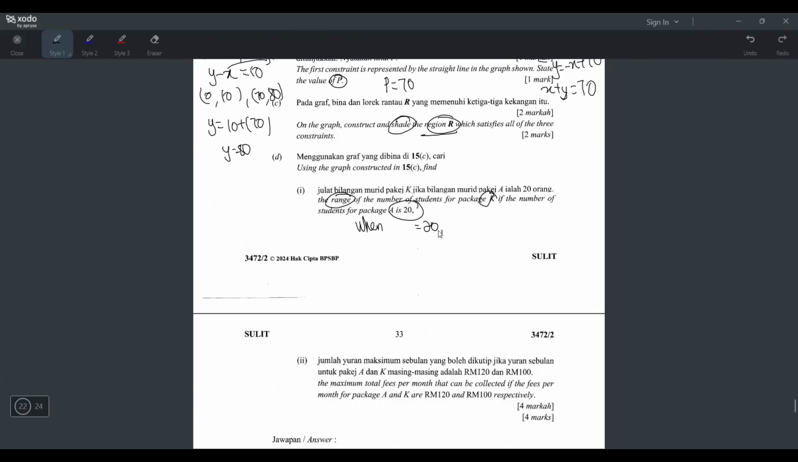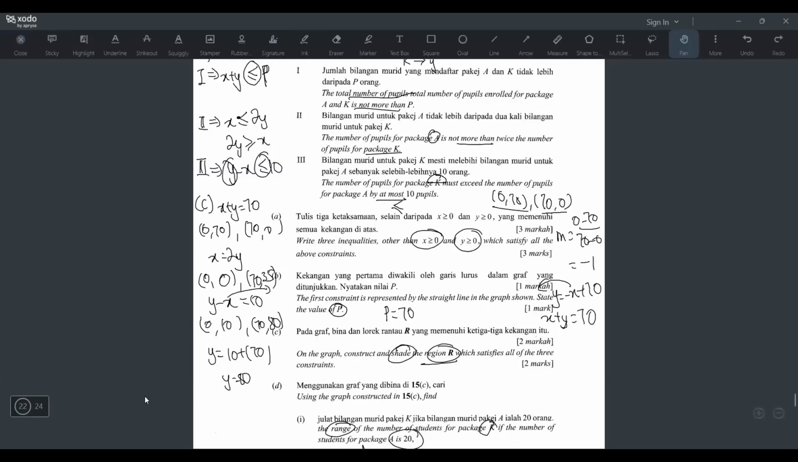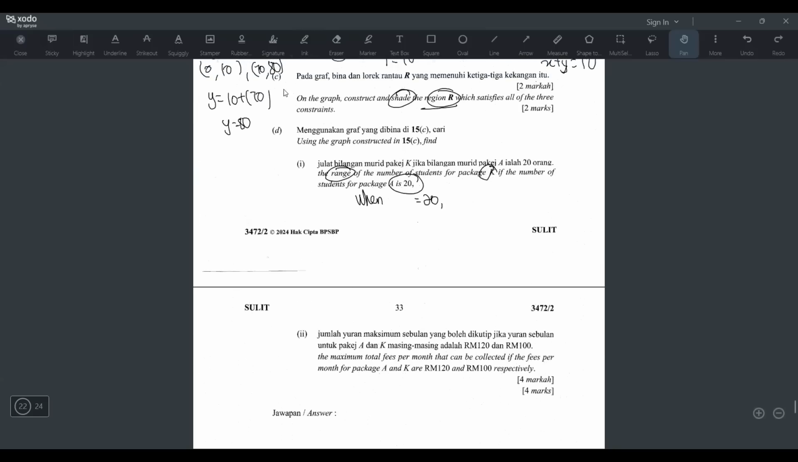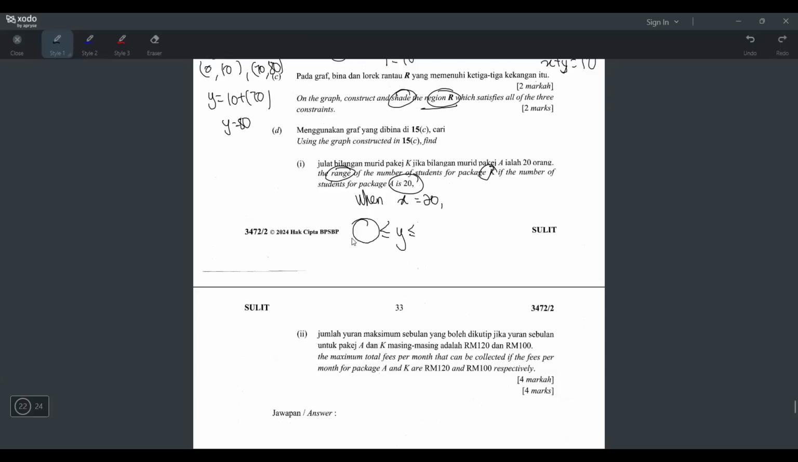This 20 is X or Y? Okay, this 20 is package A mah. If you tengok balik the arrow here, package A is X. So when X is 20, they want to find the range of Y. Okay, they want to find range means your answer will look like this: Y in between. Here you have to put in the Y minimum, here you have to put in the Y maximum. Okay? This is how you write the range.